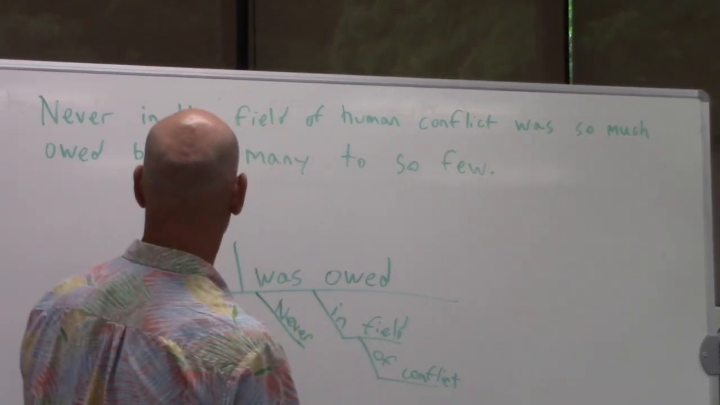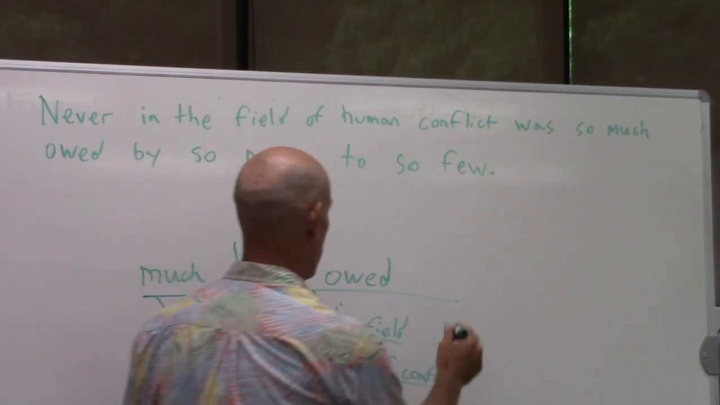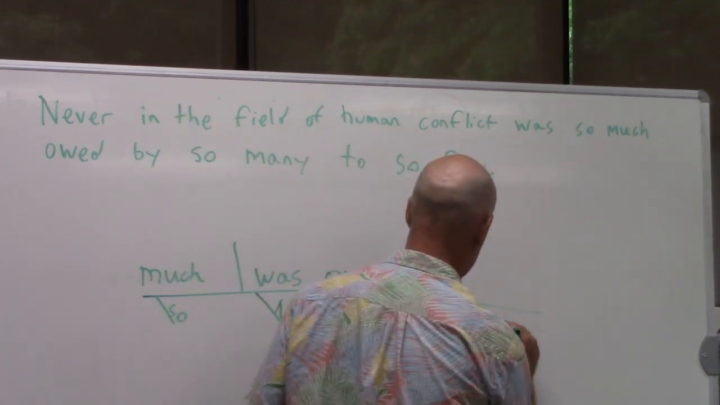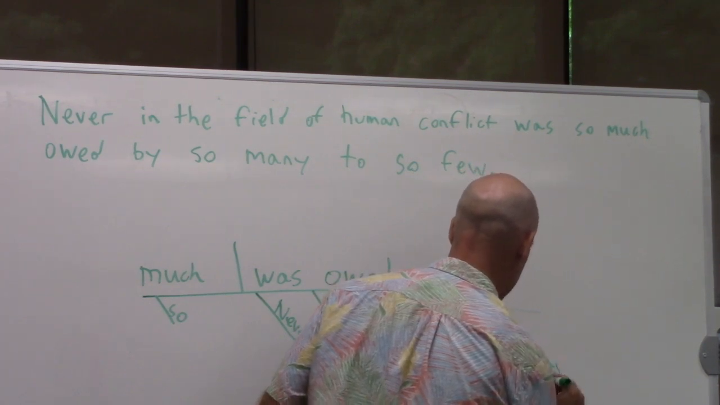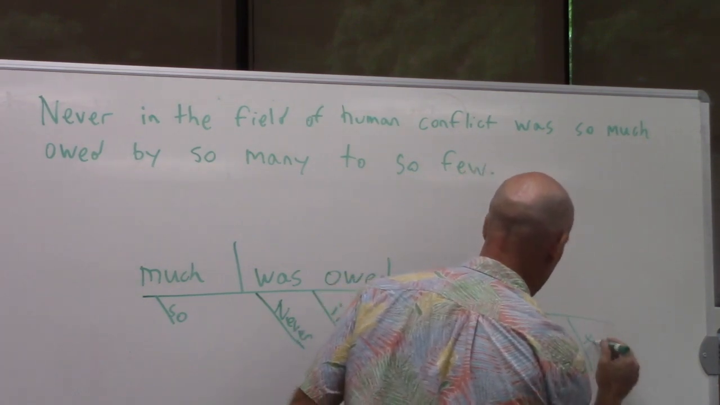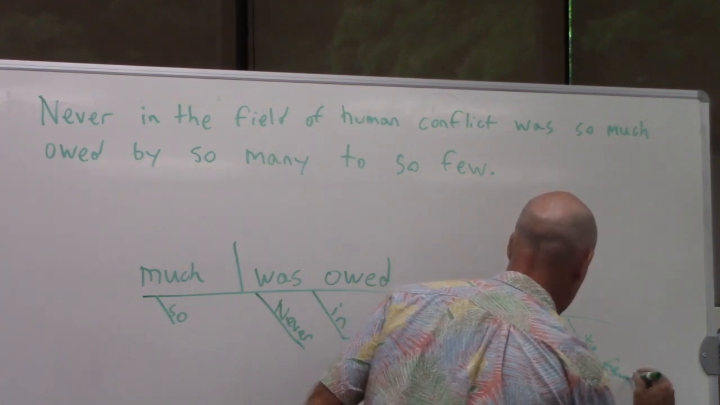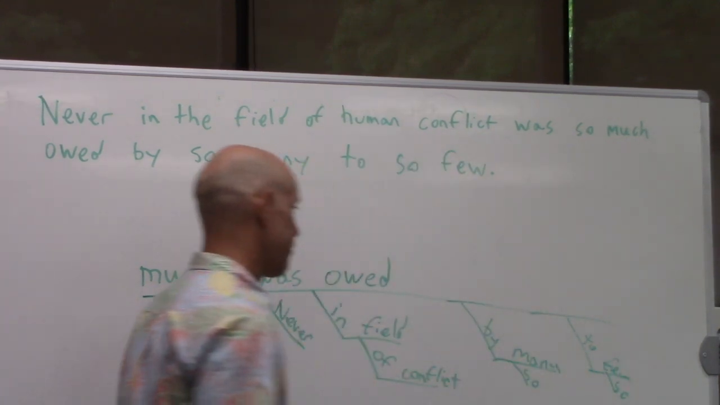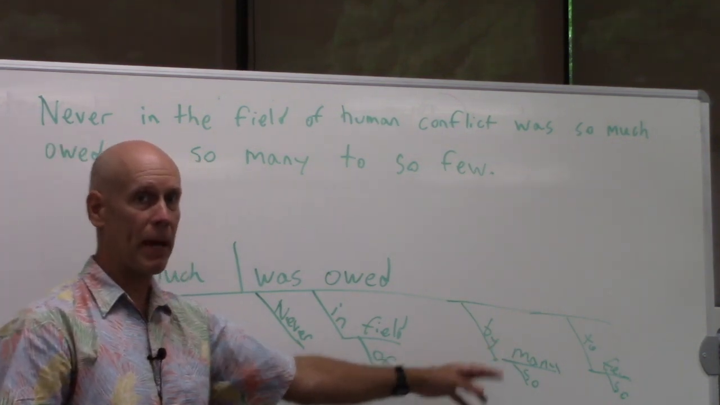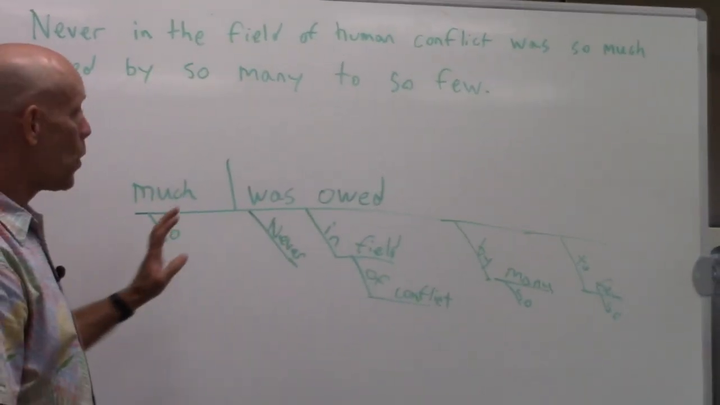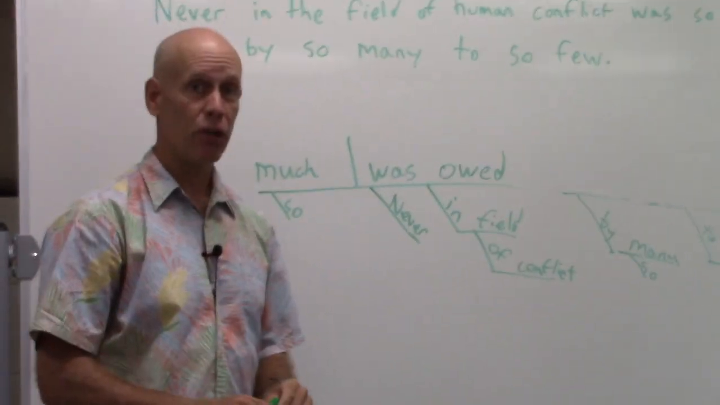Never in the field of human conflict was so much owed by so many to so few. So this is the original subject of the active pattern 7, right? Many owed much to few.